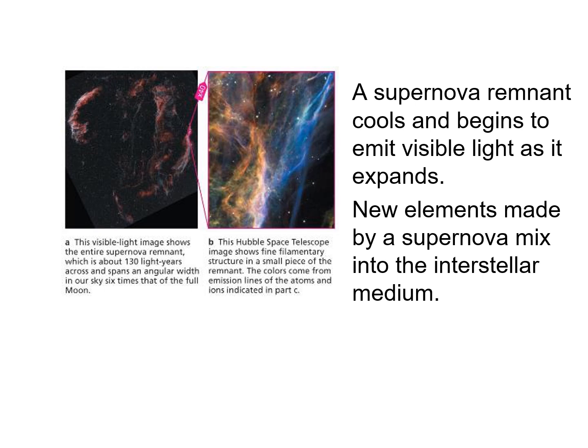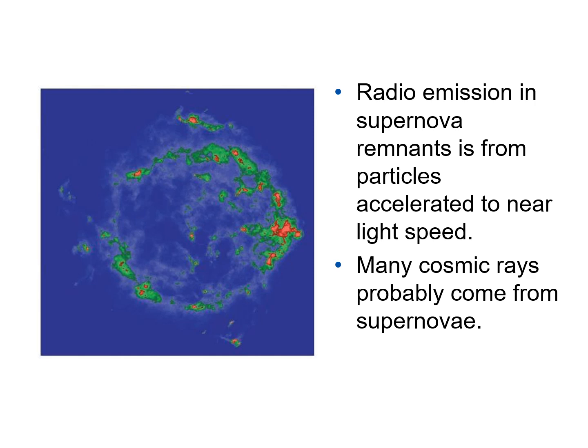A supernova remnant cools and begins to emit visible light as it expands. New elements made by a supernova mix into the interstellar medium. Radio emission in supernova remnants is from particles accelerated to near light speed. Many cosmic rays probably come from supernovae. So let's talk about these cosmic rays. Cosmic rays are the energetic particles. They are traveling throughout space.